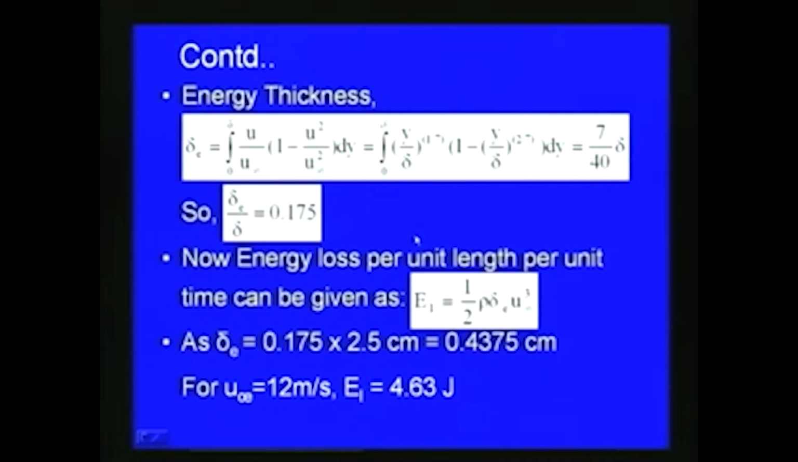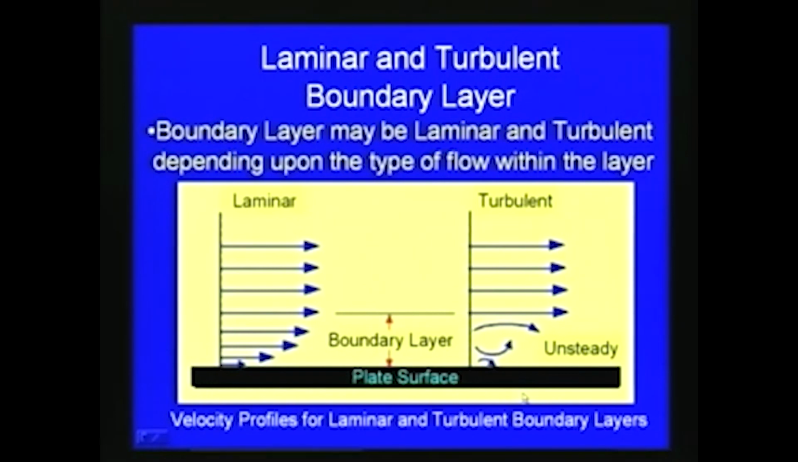So, now the energy loss per unit length per unit time can be obtained as EL is equal to half rho delta E u infinity square. So, delta E we can substitute as 0.175 into 2.5 centimeter, where delta is 2.5 for the given section. So, this is equal to 0.4375 centimeter. So, from which the free stream velocity is already given as 12 meter per second. So, we can calculate this EL, the energy loss per unit length, is equal to 4.63 joules. So, like this we can calculate various parameters.